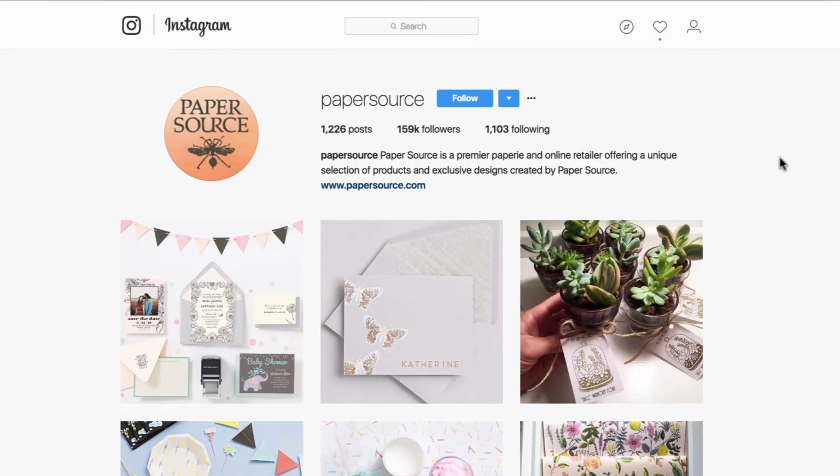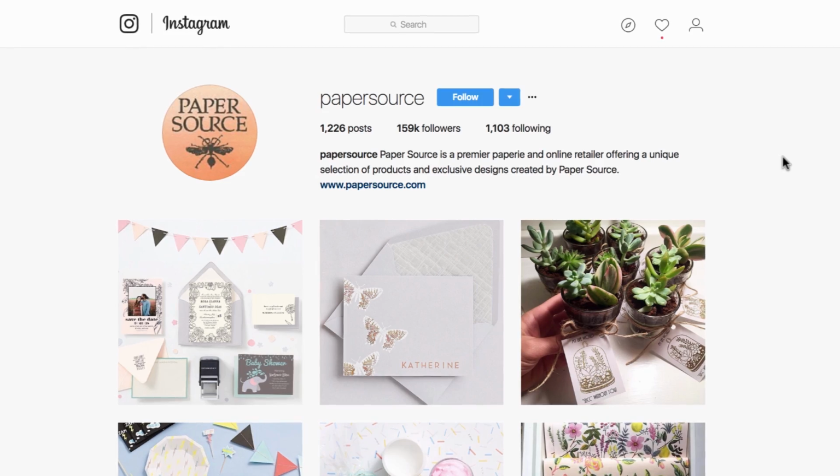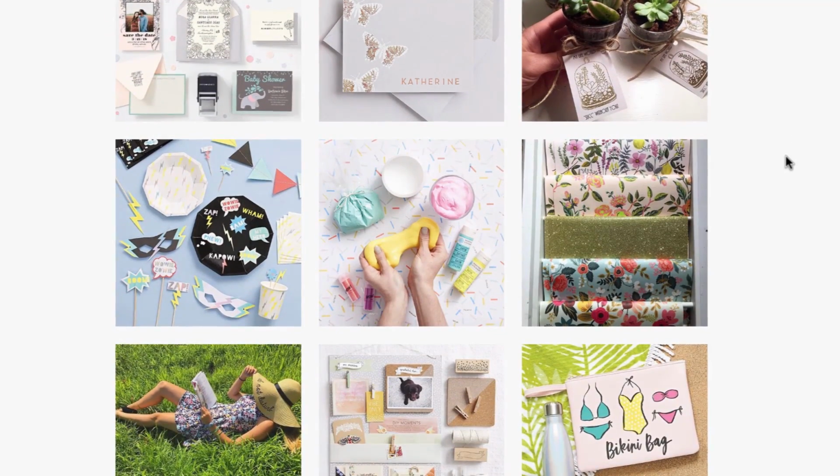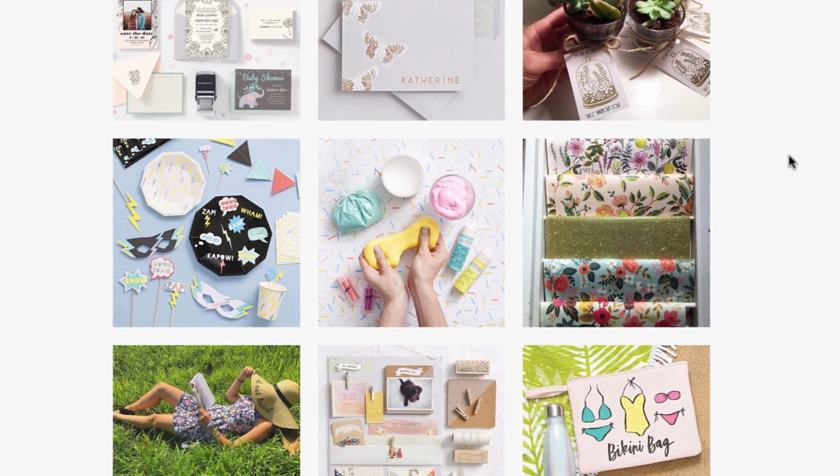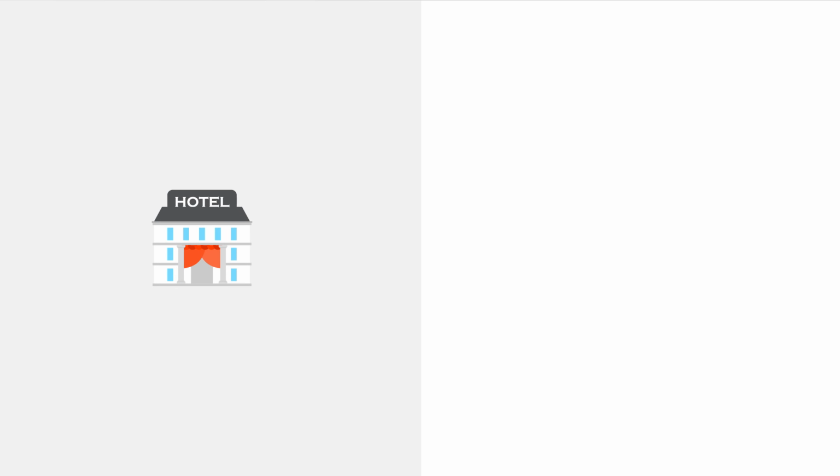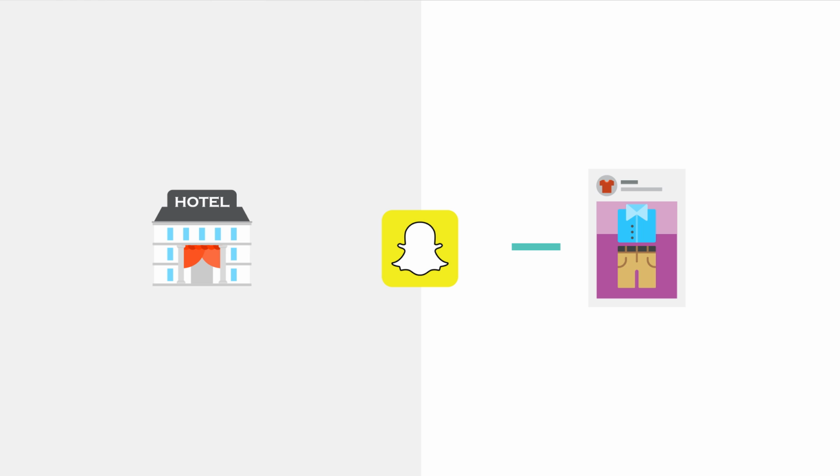In a competitive audit, you can also look to aspirational brands, even those outside your own market, for inspiration. For example, a hotel chain that's interested in improving their strategy on Snapchat could take inspiration from a retail clothing brand that's succeeding on that network.